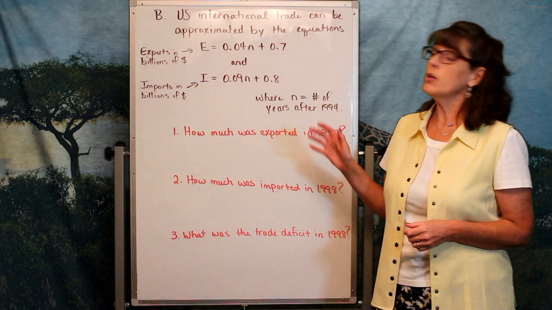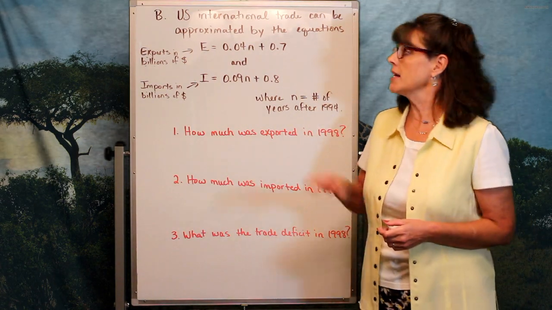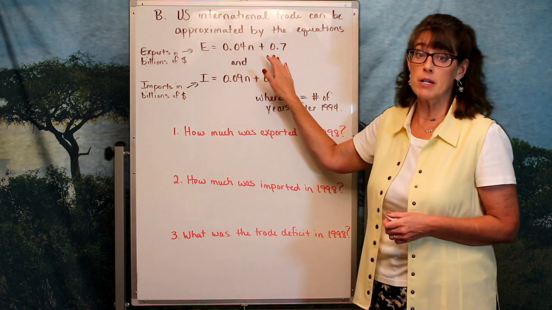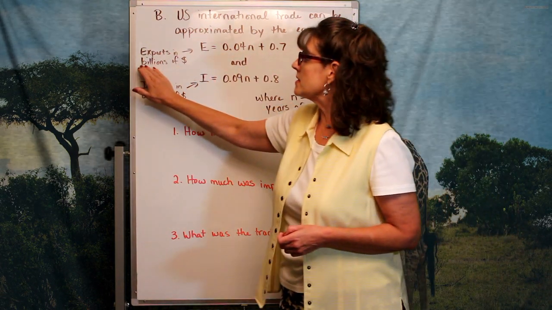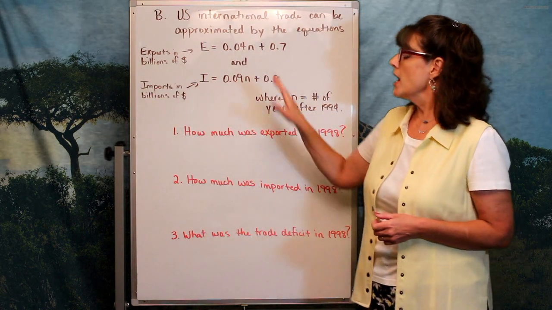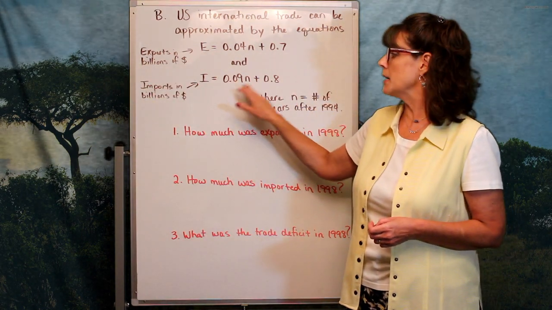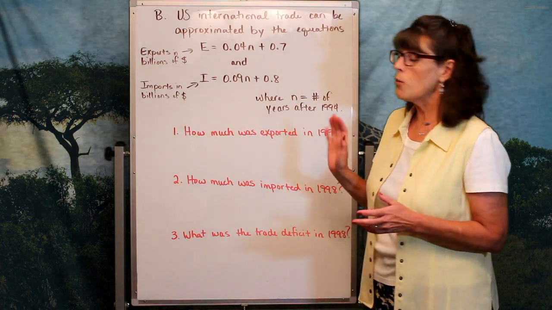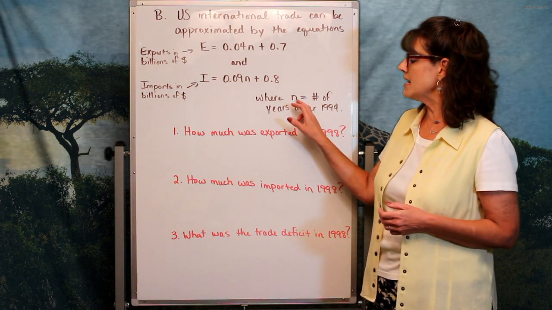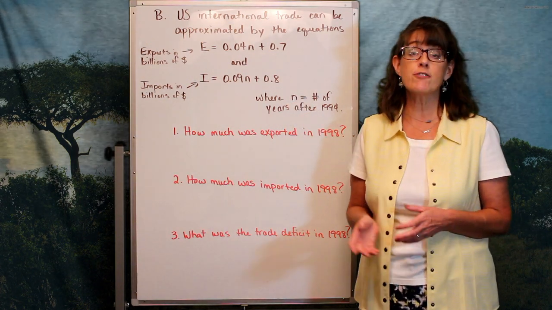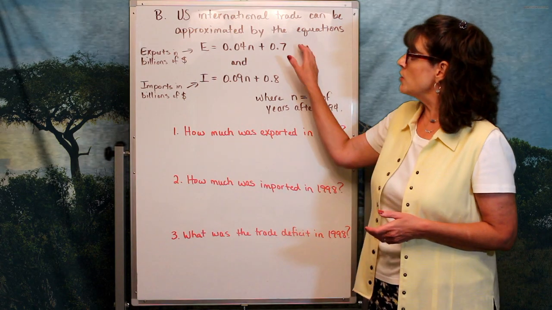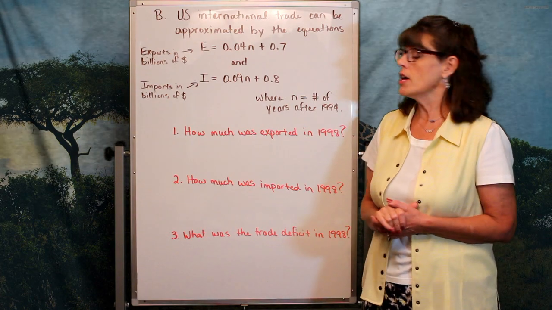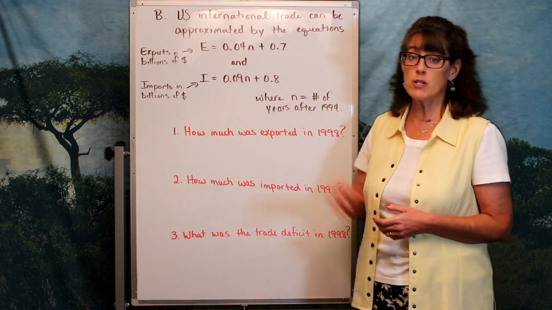In this example, notice that it says U.S. international trade can be approximated by the equations E equals 0.04 N plus 0.7. This represents exports in billions of dollars. And I equals 0.09 N plus 0.8, and this represents imports in billions of dollars. Also, we need to emphasize that N represents the number of years after 1994. So this is the U.S. export equation, and this is the U.S. import equation. Now we've got 3 questions to answer based on that information.